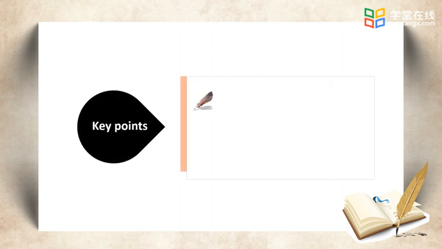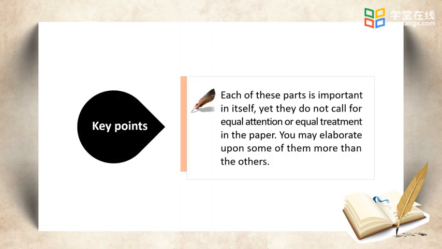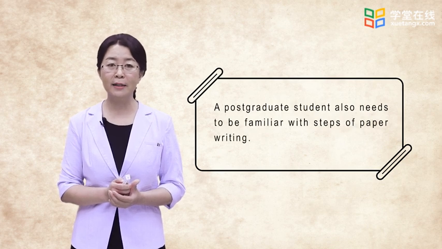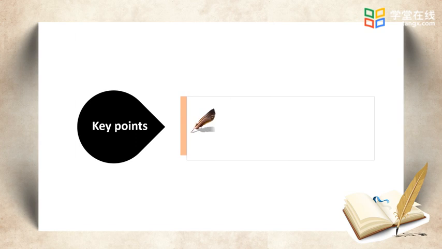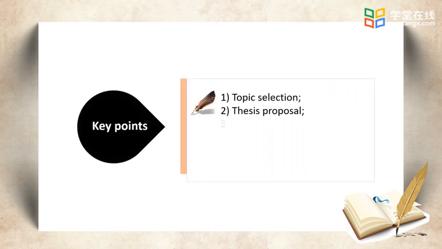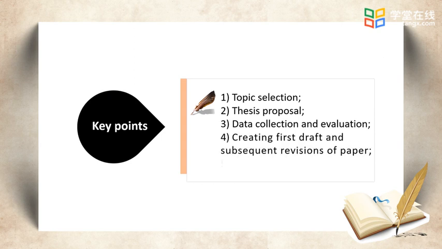Each of these parts is important in itself, yet they do not call for equal attention or equal treatment in the paper. You may elaborate upon some of them more than the others. A postgraduate student also needs to be familiar with steps of paper writing. Steps of paper writing. Paper writing generally follows 5 steps, which are topic selection, thesis proposal, data collection and evaluation, creating first draft and subsequent revisions of paper, finalizing the paper.